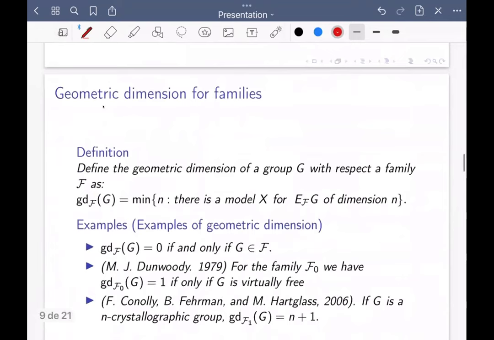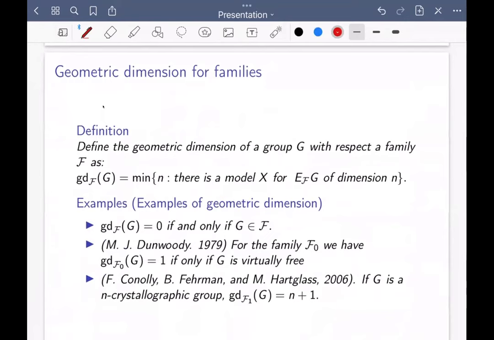We define, if you have a group G and a family F, the geometric dimension of G with respect to this family as the minimal n such that there is a model for the classifying space of dimension n. So examples: the geometric dimension is zero if and only if the group belongs to the family. If we consider the family of finite subgroups, Dunwoody showed in 1979 that the geometric dimension is equal to one if and only if G is virtually free.